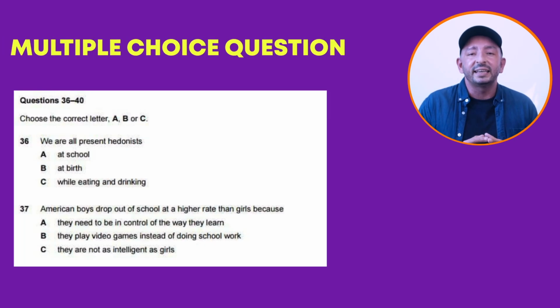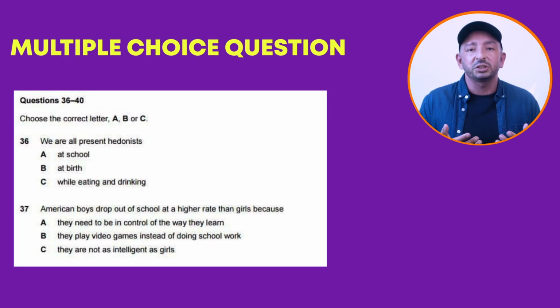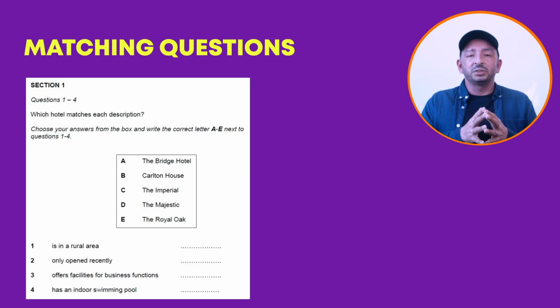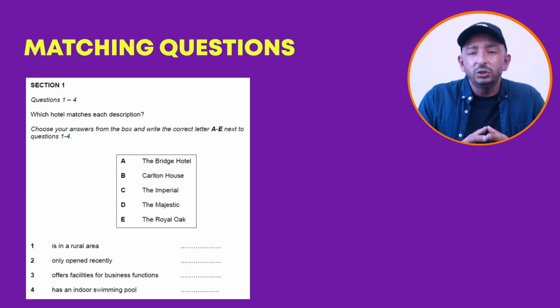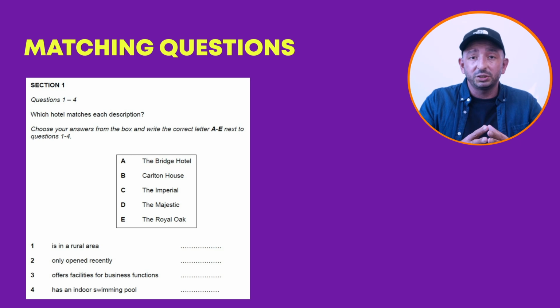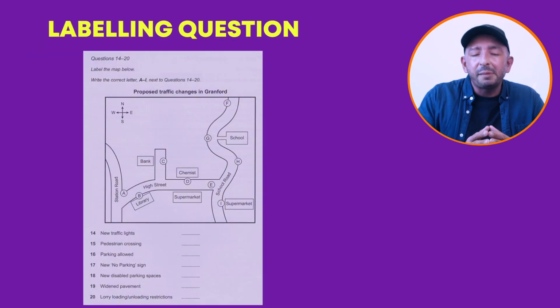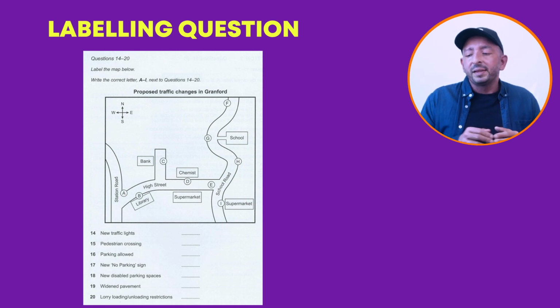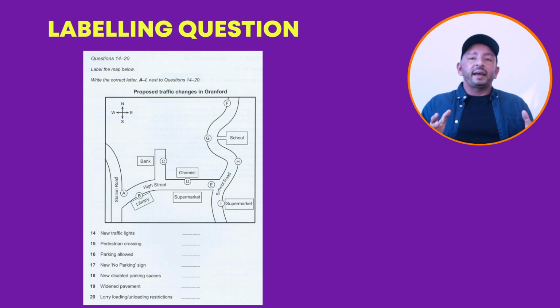The first question type that you will be asked is multiple choice questions. Now, I'm sure many of you are familiar with this. So we'll go to the next one, and that is matching questions. Again, on your screen, you can see an example of what this question looks like. And the next question is called a labeling question. And here you will label a plan, a map, or a diagram.